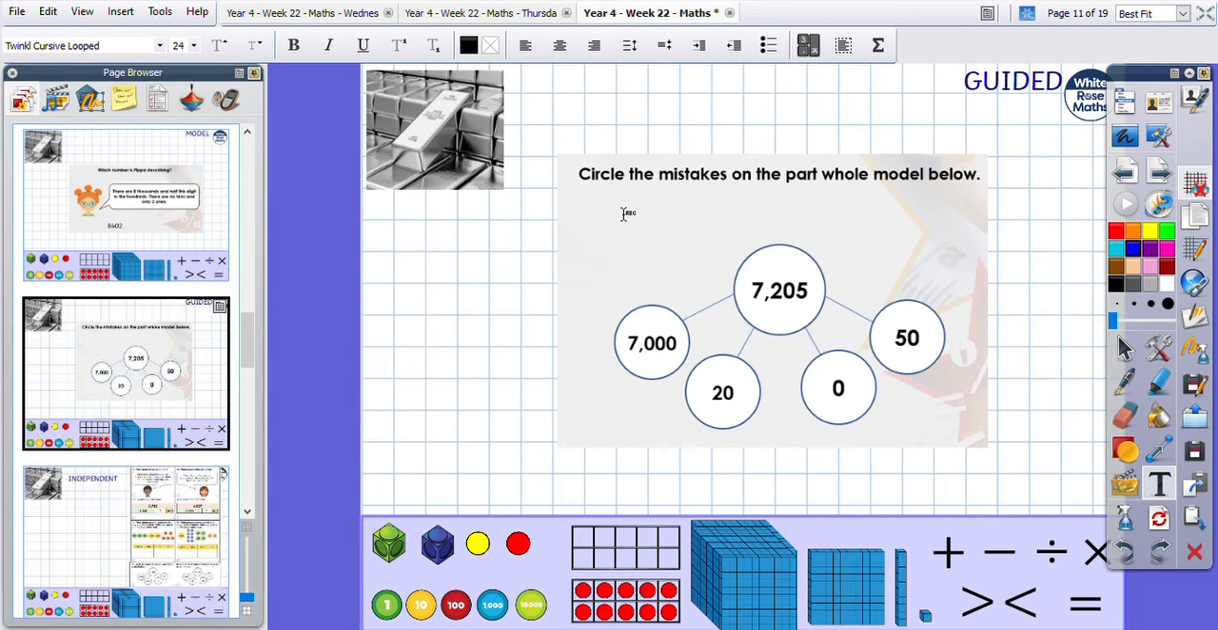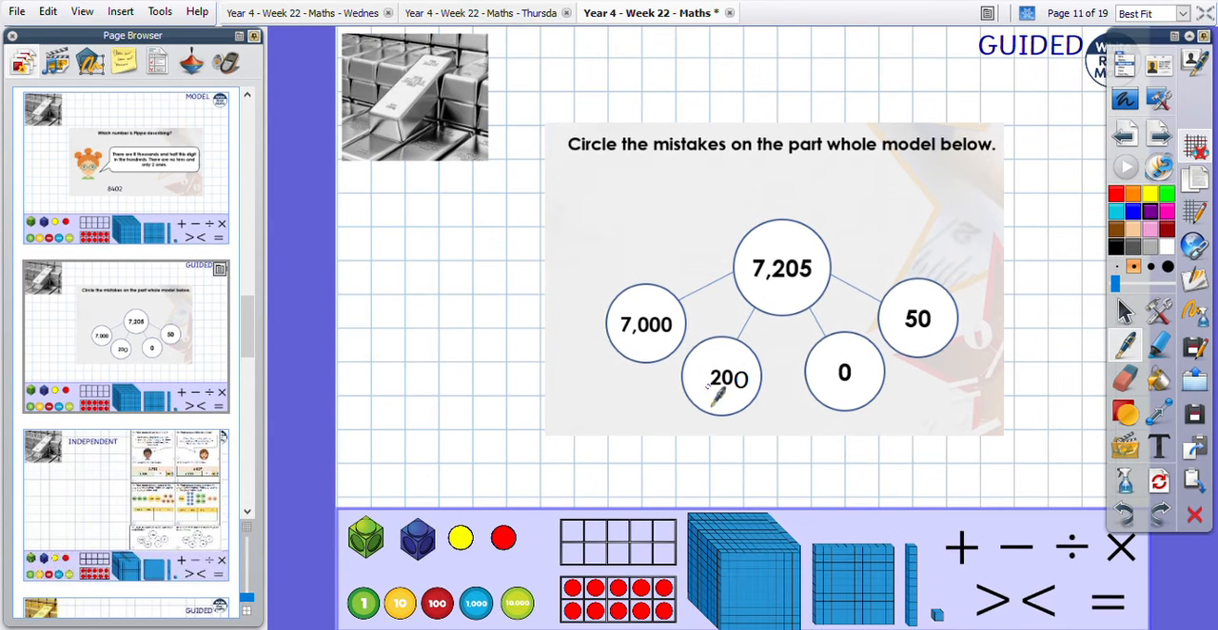Okay, guided them. Circle the mistakes on the part-whole model. So our number is 7,205. So we've got 7,000. Yeah, that's correct. 20. Looking in my tens column, no, I haven't got a 2 in my tens column. I've got a 2 in my hundreds column. So there's a mistake. So I would circle that one there.